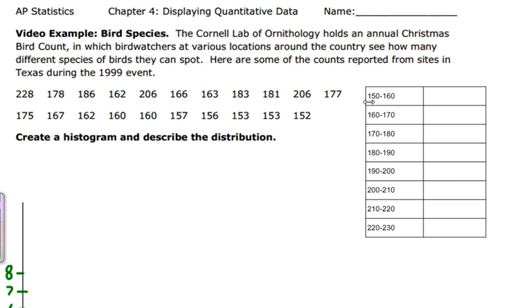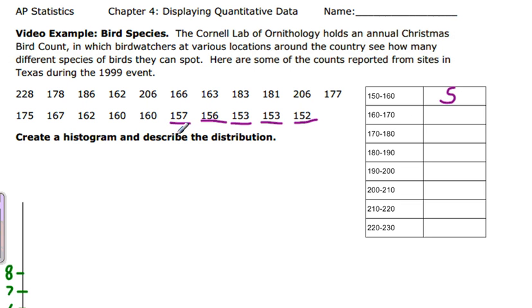So I'm just going to start looking for my data values. So 150 to 160. So I look, I see 152, 153, 153, 156, 157. I look around, I see 160, but I'm not going to use that because that's the upper edge, so it goes in the bin after it. So there's 1, 2, 3, 4, 5 values that are between 150 and 160.